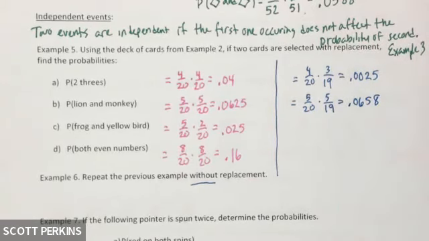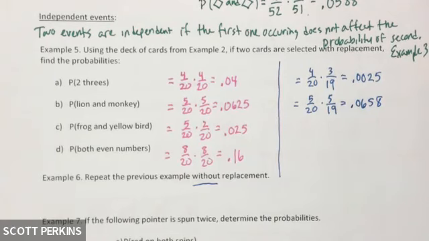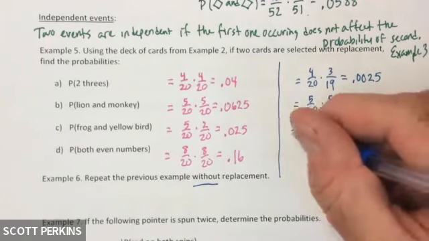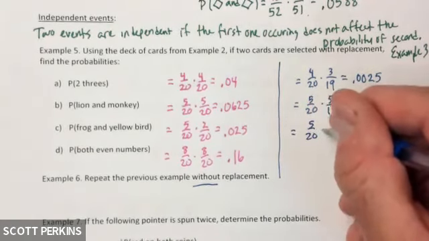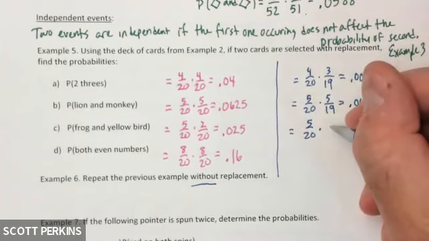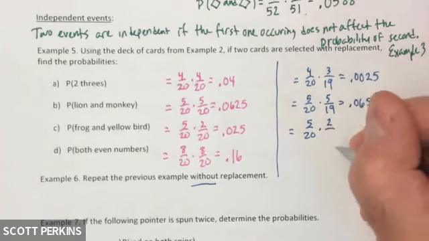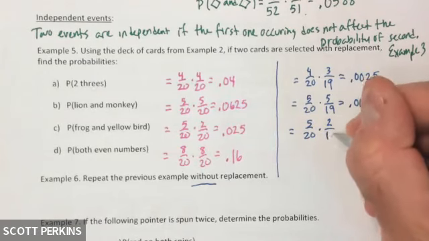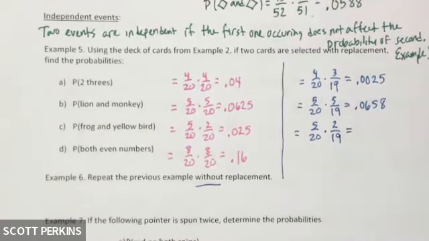Okay, fantastic. The next one, the probability of a frog and a yellow bird. Well, the probability of a frog is going to stay 5 out of 20. So now again, I've got a frog in my hand. What's the probability that the next card's a yellow bird? How many yellow birds are in the deck? Still 2 out of how many cards? 19, because I have the frog in my hand. Great. So that's 10 divided by 20 divided by 19, and that turns out to be 0.0263.